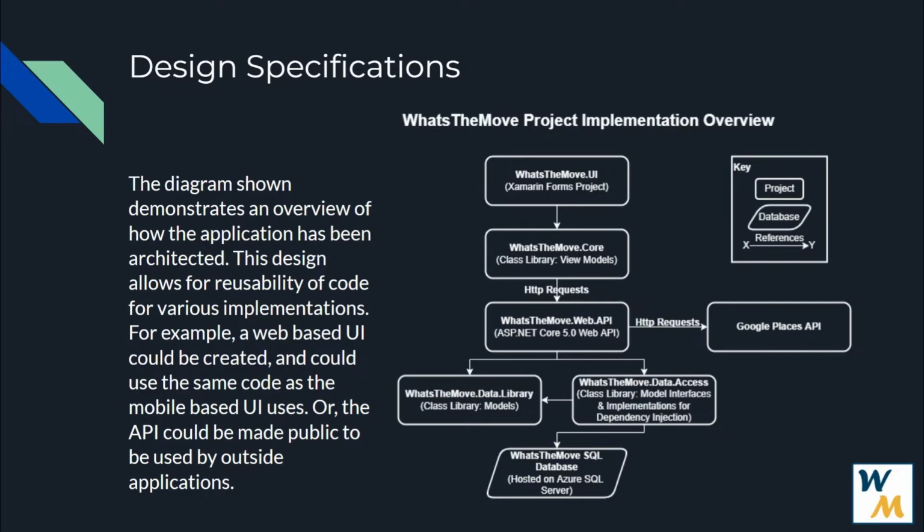So some of our design specifications, this diagram demonstrates an overview of how the application has been architected. This design allows for reusability of code for various implementations. For example, a web-based UI could be created and could use the same code as a mobile-based UI does. Or the API could be made public to be used by outside applications. This has helped us to accomplish a lot more because we have created an application that is able to reuse code a lot.